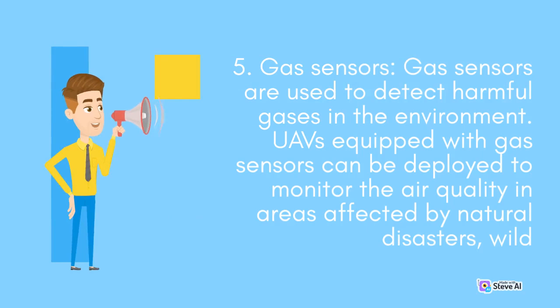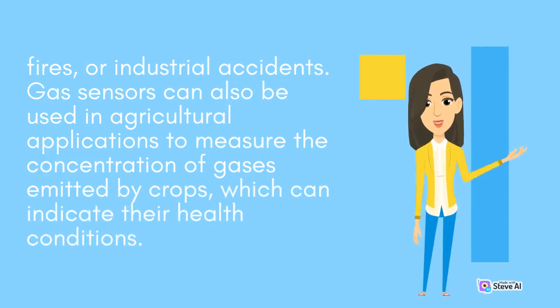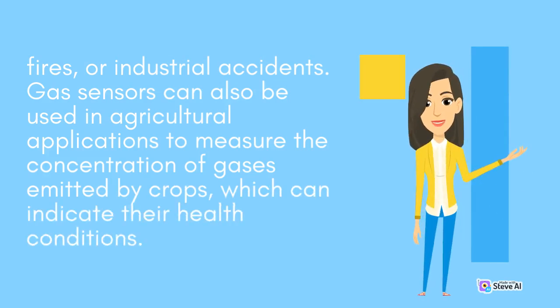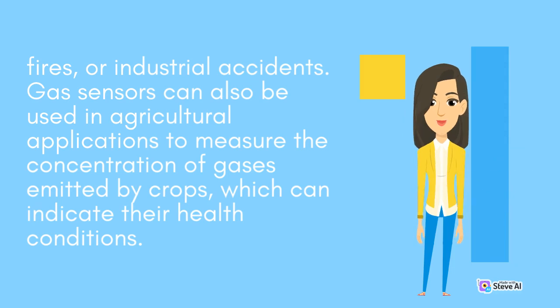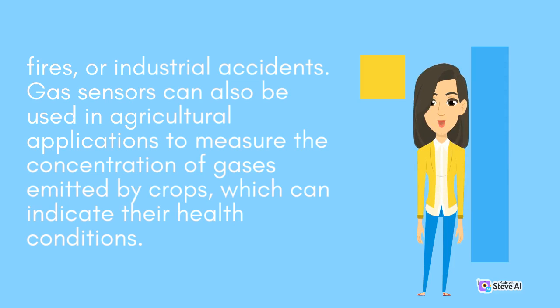5. Gas sensors. Gas sensors are used to detect harmful gases in the environment. UAVs equipped with gas sensors can be deployed to monitor the air quality in areas affected by natural disasters, wildfires, or industrial accidents. Gas sensors can also be used in agricultural applications to measure the concentration of gases emitted by crops, which can indicate their health conditions.